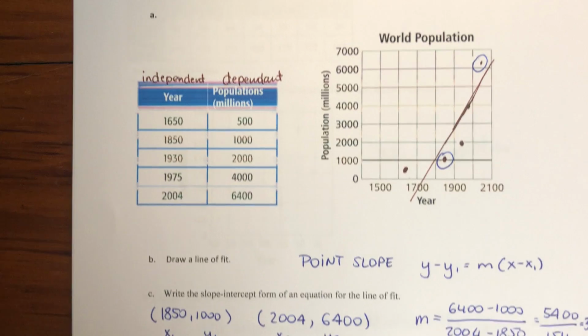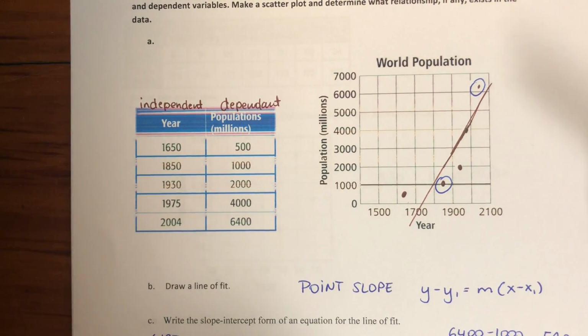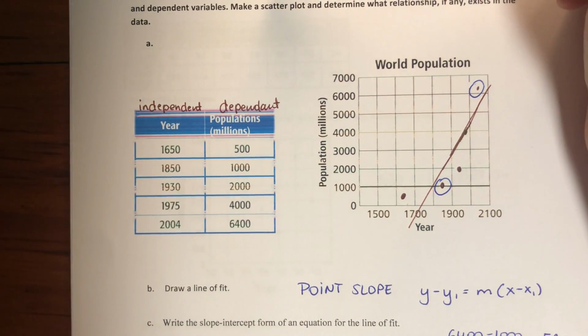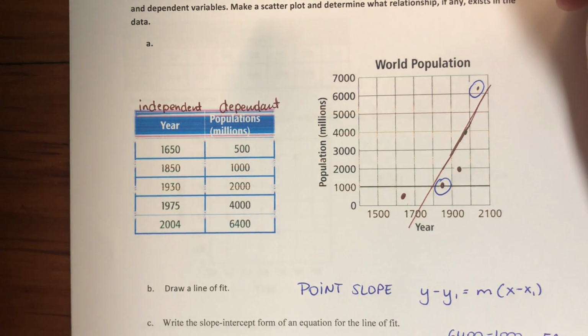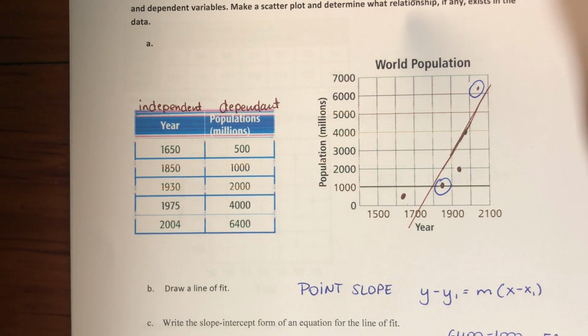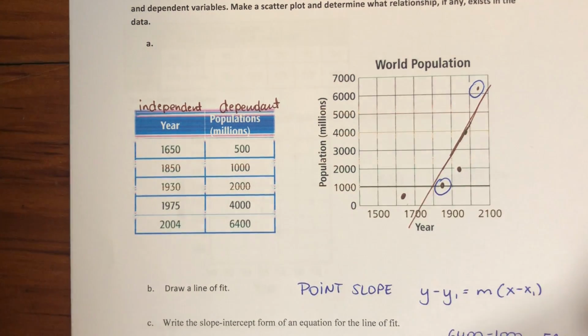So there's a first example. I already have the notes done. The table shows the world population growing at a rapid rate, and we want to identify the independent and dependent variable, make a scatter plot, and then decide what is the relationship. And then we also want to answer the questions that we have below.